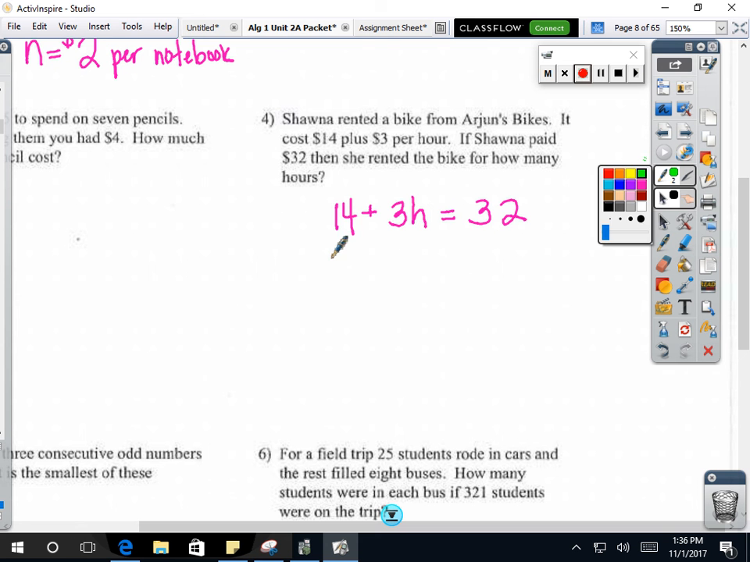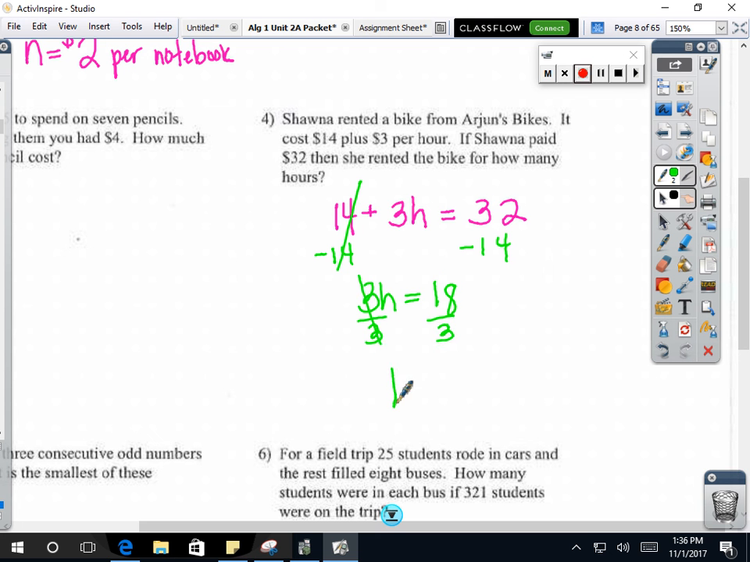Subtract 14. And that will become 3h equals what? 18. Now to solve for h, what do I do? Divide by the 3. So h equals 6. And that's 6 what? Why did I make it an h? Hours. That's why I made it an h instead of an x, because I knew h would stand for hours.